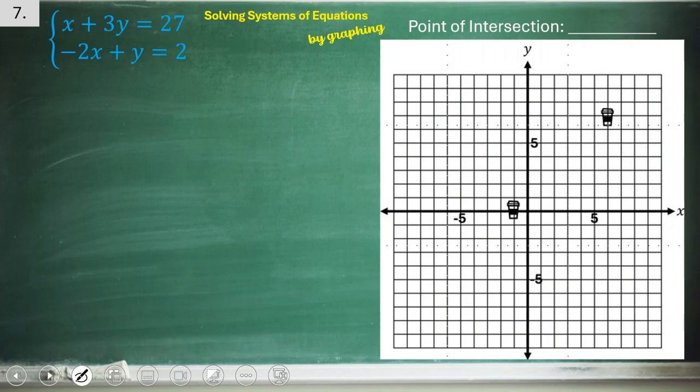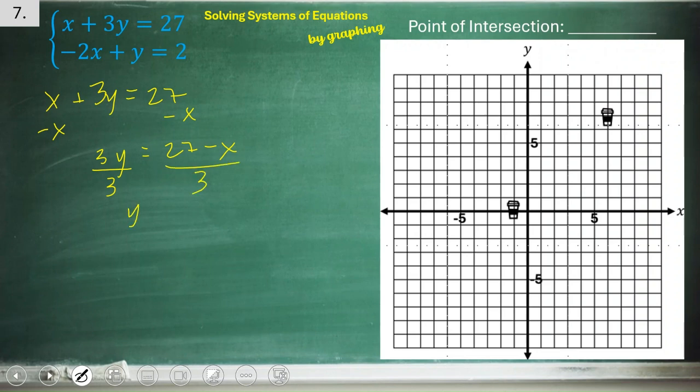All right, so I'm going to look at our first equation, x plus 3y equals 27. My first step is going to be subtracting x from both sides because remember, I'm trying to get y by itself. When I do that, now I'm going to divide by 3 on both sides. So y equals 27 divided by 3, which is 9. And then negative x divided by 3, we can actually write that as negative 1/3 x. Remember, every variable that doesn't have a number written in front of it technically has a 1. All right, so this is our first equation. y equals 9 minus 1/3 x.